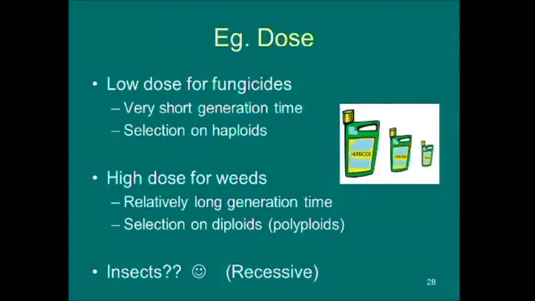I think they're probably both right, and there are certain reasons, such as the very short generation time in fungi versus the relatively long generation time in weeds. Effective population size is so different. You're selecting on haploids versus selecting on diploids or polyploids for weeds, and dispersal is so different that you're getting different levels of populations coming in from outside the area that's under selection. So it makes sense that you get these really different recommendations.